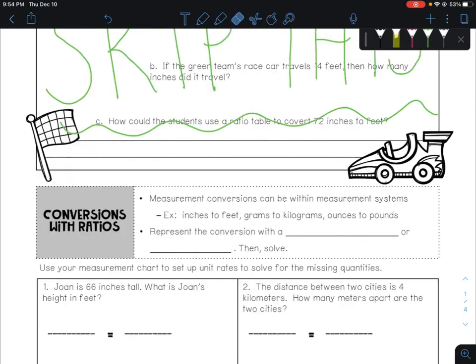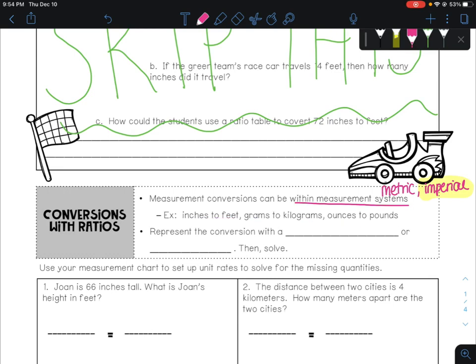So let's get started. Using rates and ratios, we can convert measurements within the same system. So that means either the metric system or the imperial system. And that's what we use here in the United States, is the imperial system. The metric system is very common for other countries as well as for science classes. So you will see those metric system units. It is possible to convert between these two, but we will not be doing that in 6th grade math. All right, so some other examples, I did say these already: inches to feet, grams to kilograms, ounces to pounds.